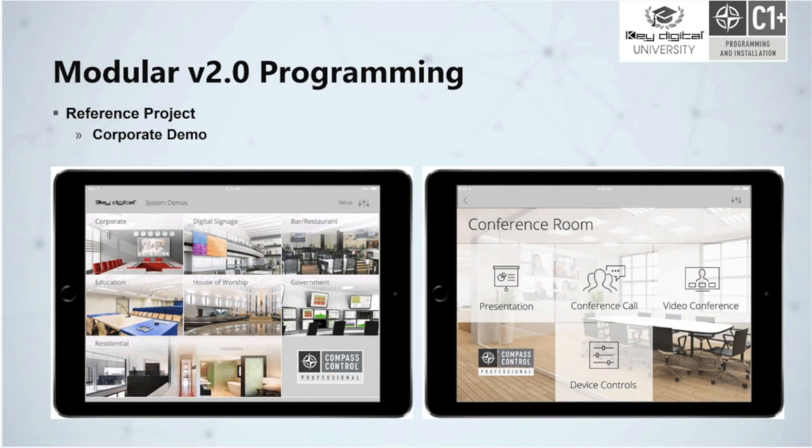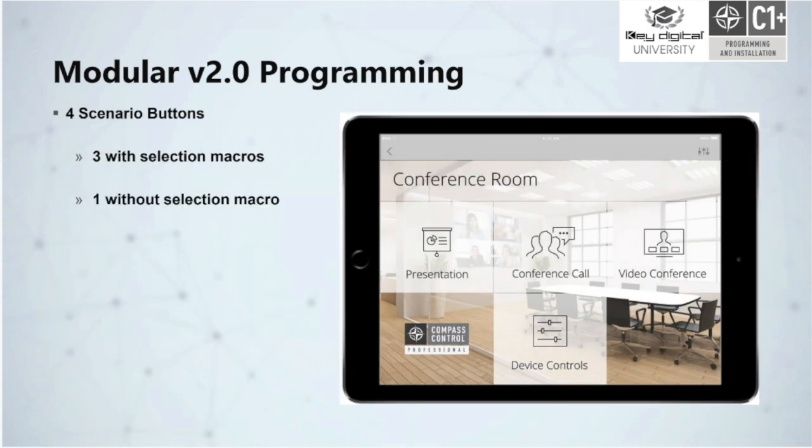The project has, and we will be building, 4 scenario buttons, 3 of which have selection macros, meaning events and actions will occur when I press those buttons. For example, presentation will turn on the projector, drop the screen, select the default source through my presentation switcher, and set a volume level on my amplifier. However, one of the 4 scenario buttons, the device controls button, will have no selection macro because it's just going to be an option for our power users to be able to view all the remotes of the control devices in the system.